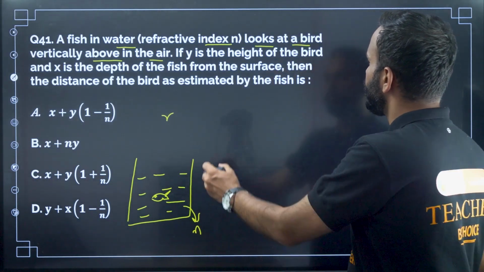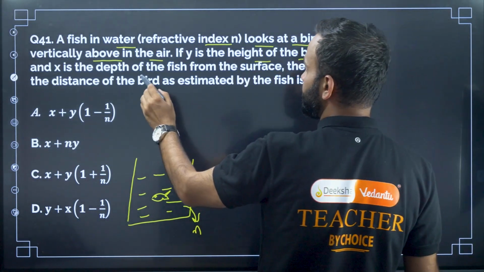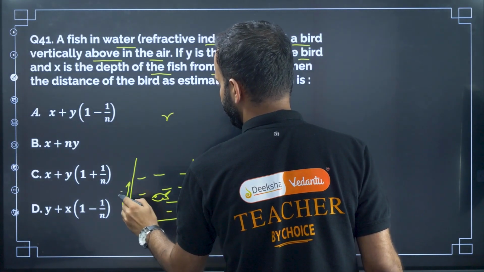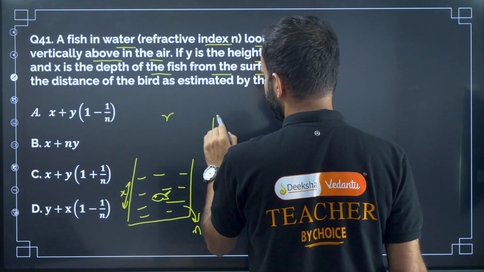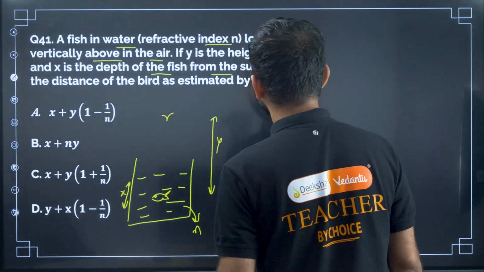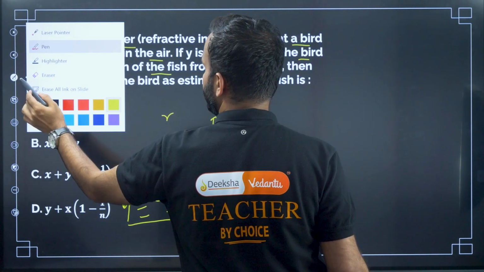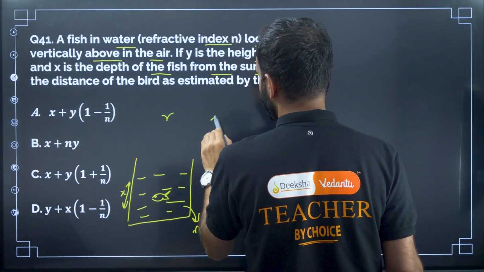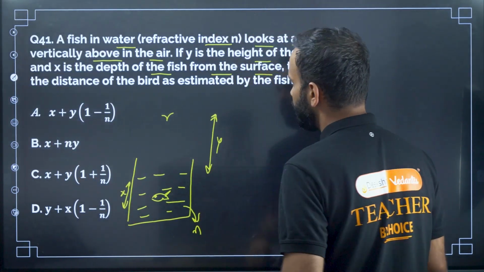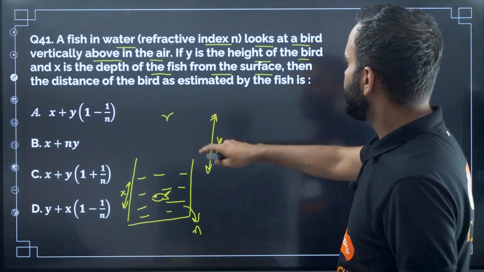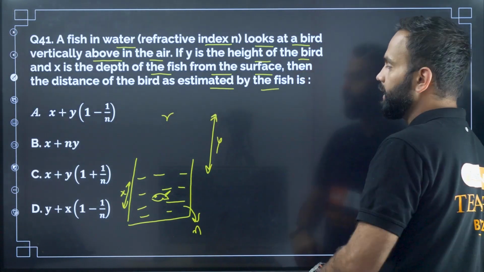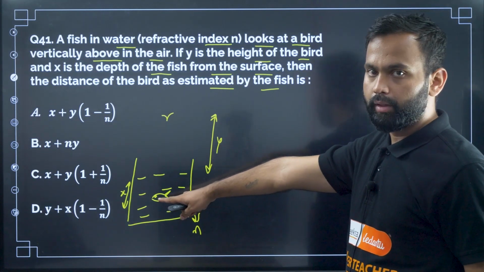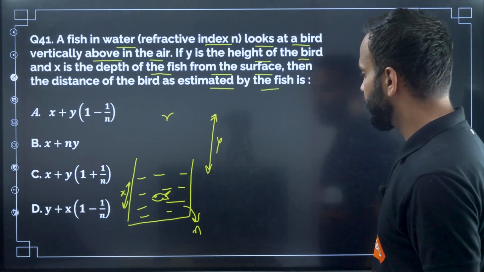If y is the height of the bird and x is the depth of the fish from the surface of the water, so this is x and this is y, from the surface of the water, then the distance of the bird as estimated by the fish is? We need to find the distance of the bird from the fish.